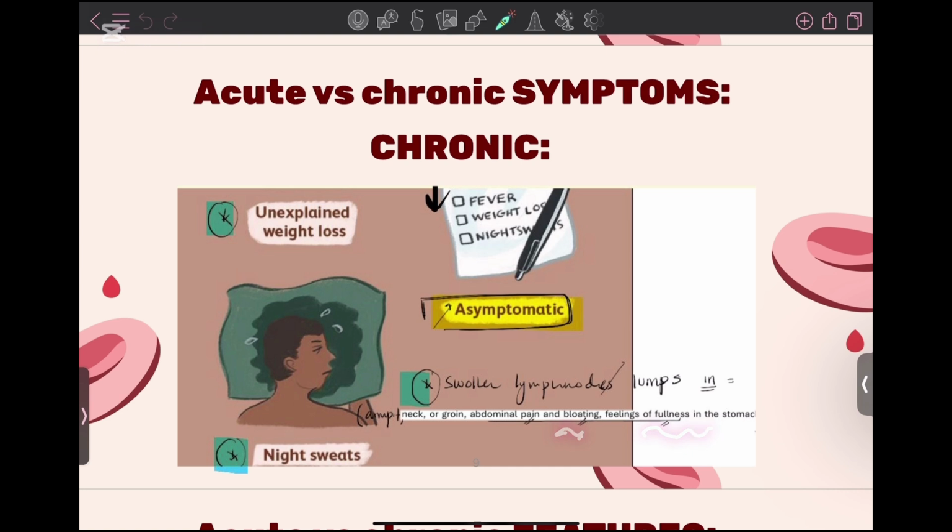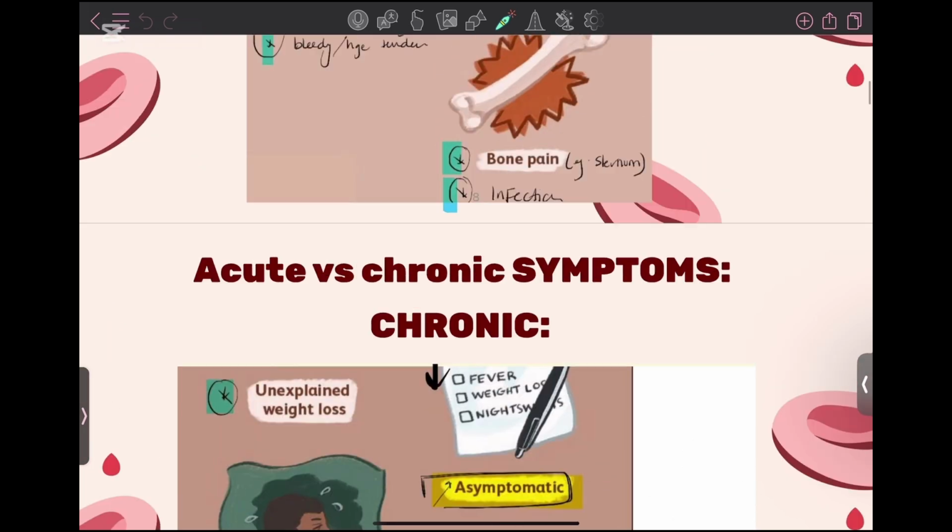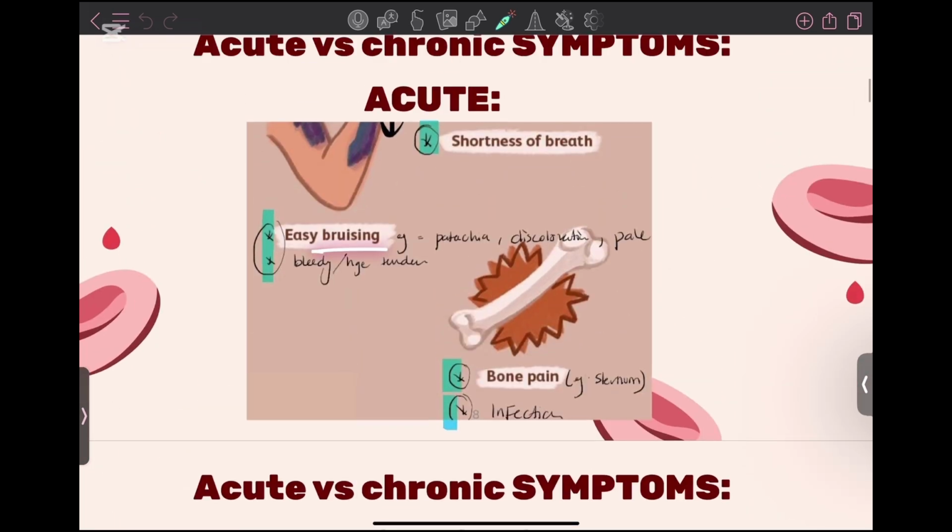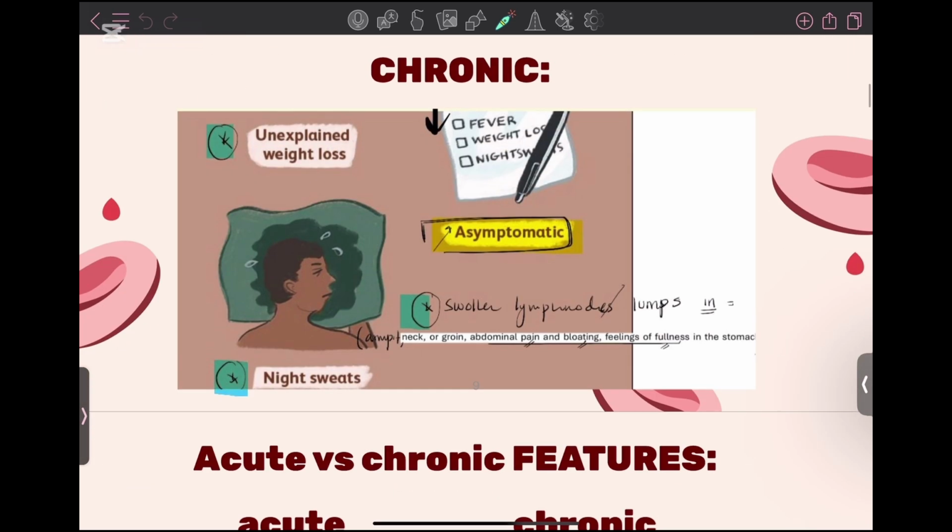So this means that chronic is highly asymptomatic because it's chronic, it's happening over time. So of course when something happens over time, your body is going to start to adapt. Therefore it's not going to have that many noticeable symptoms, unlike in the acute where you would have bruising, bleeding, hemorrhage, tenderness, bone pain, and so on.